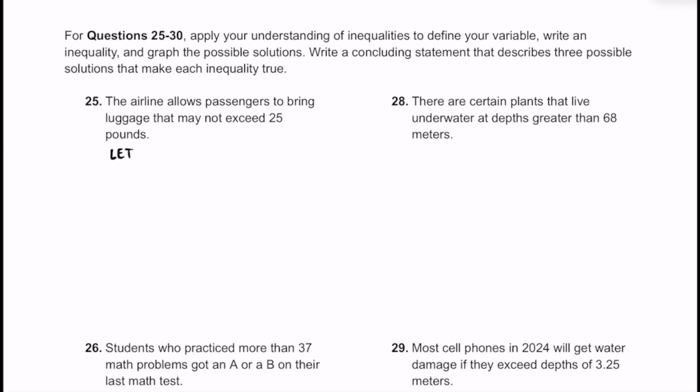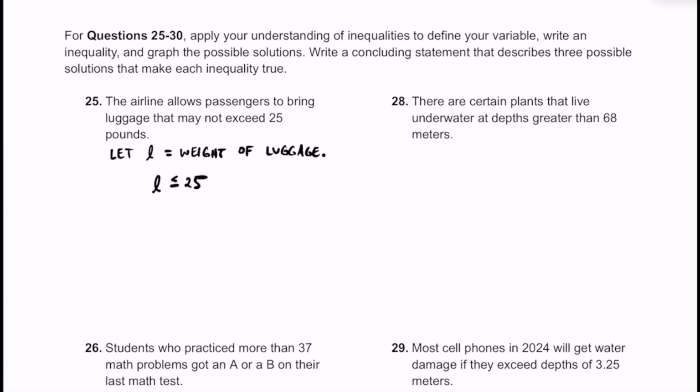Let's say, L, I'm going to use cursive L. Let L equal the weight of luggage. So we'll start with this. That's going to represent the weight of a particular passenger's luggage. And it may not exceed 25 pounds. So that means it may be 25 pounds or less. So let's say it's going to be less than or equal to 25 pounds.